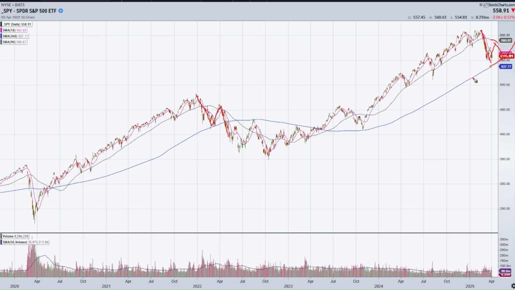We don't know how this is going to play out. It could just consolidate in between the 18-week, which is down, and the 18-month, which is rising. Okay, I'm not saying it can't break this line. I'm just saying I don't know that I would assume that.